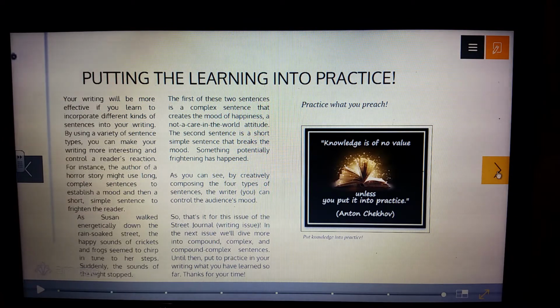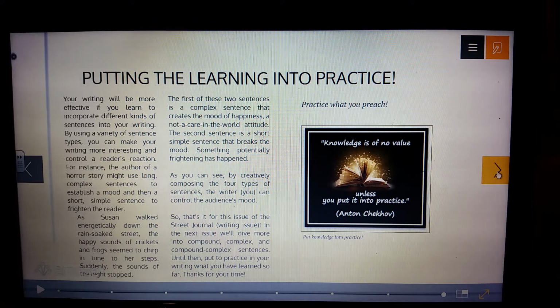Putting the learning into practice. Your writing will be more effective if you learn to incorporate different kinds of sentences into your writing. By using a variety of sentence types, you can make your writing more interesting and control a reader's reaction. For instance, the author of a horror story might use long, complex sentences to establish a mood and then a short, simple sentence to frighten the reader.